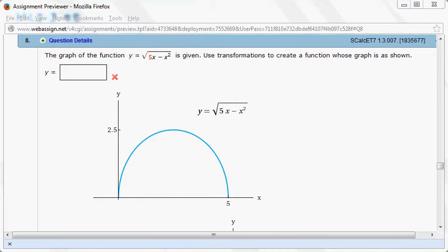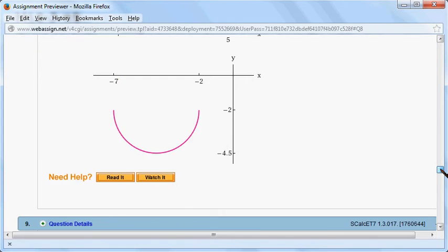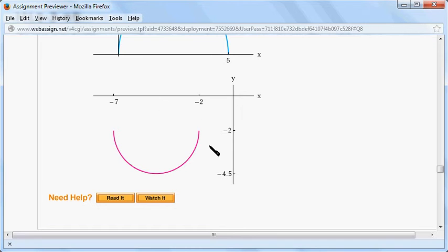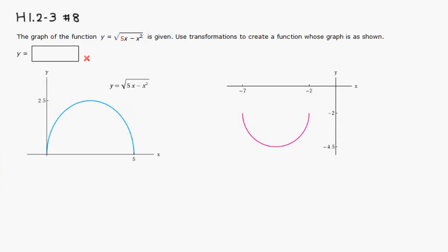Okay, let's look at homework 1.2, 1.3, problem number 8. So we have the graph of the function y equals square root of 5x minus x squared. This is the original function. Then we want to come up with the equation for this graph. It looks like a few transformations are applied to the original to get this picture, so let's look at that.